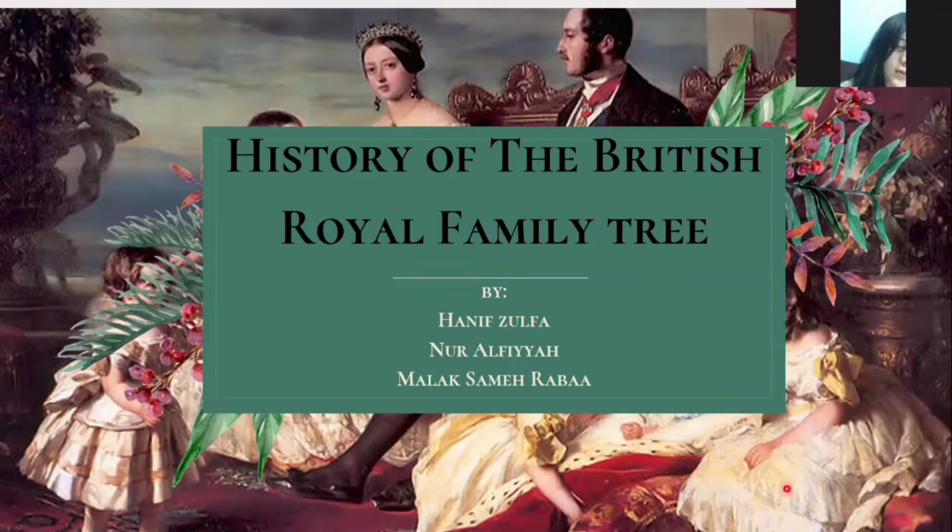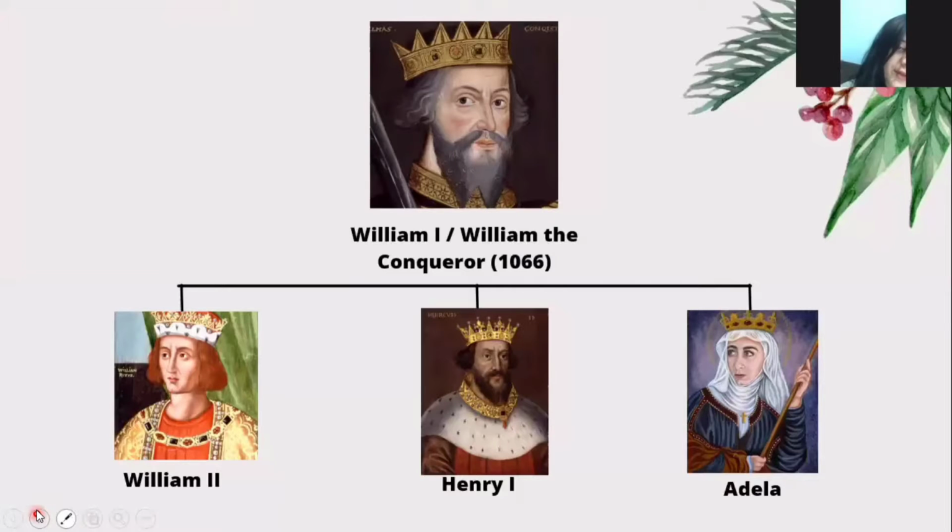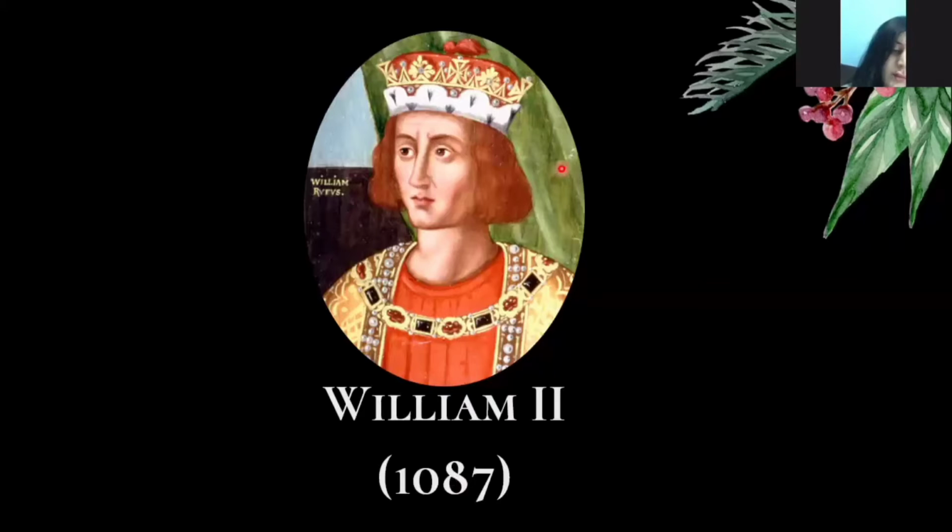First of all, William I is William the Conqueror in 1066. He had 3 children, William II, Henry I, and Adela. William II, in 1087, became king and he didn't marry. Then one day, he died in a hunting accident.